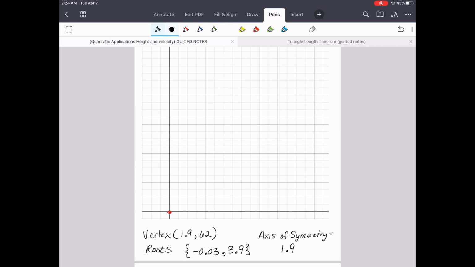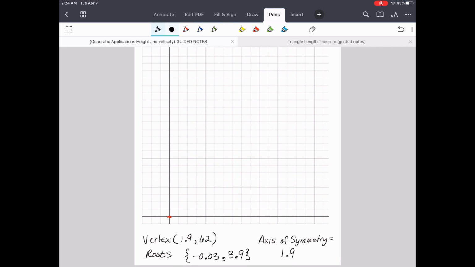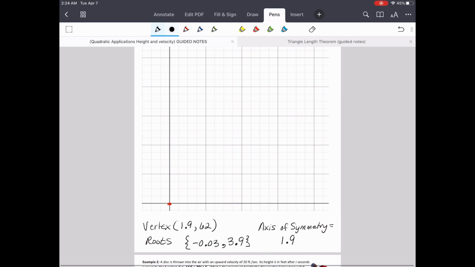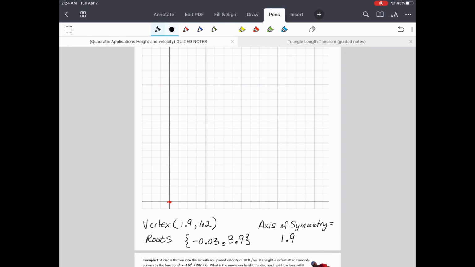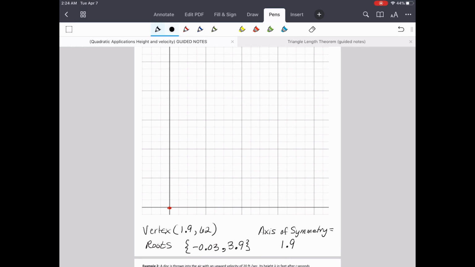Okay, so I went ahead and wrote down all the important information that we need to solve this. We've got the vertex, which is 1.9 and 62. The roots are negative 0.03 and positive 3.9. And our axis of symmetry was 1.9.